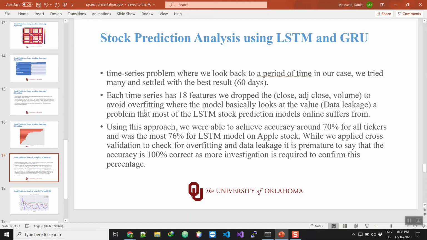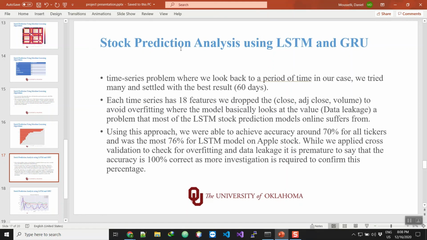So, determining the structure and the optimal hyperparameters was done just through trial. The best look-back was 60 days, and I saw a lot of people using 40 to 60 days as well. We used 18 features here because we had to drop the closing and adjusted closing value, and I saw people making this mistake online because it's data leakage from the train to the test.